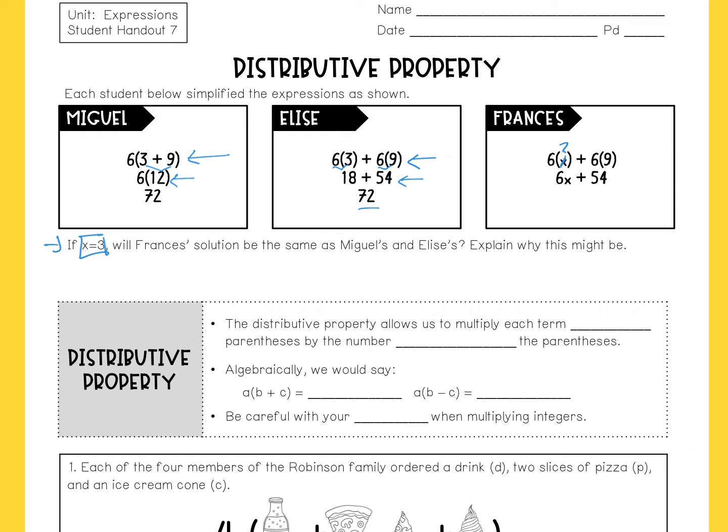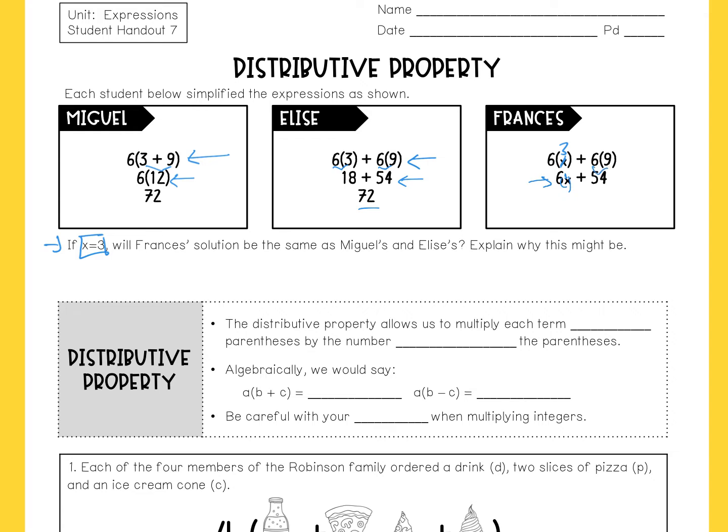So I'm going to start here. This means 6 times 3 plus 6 times 9. And we know that when there's not an operation between our variable and our number, it just means to multiply. So this is our next step where Francis multiplied, and he said 6 times 3 plus 6 times 9 and got 54.